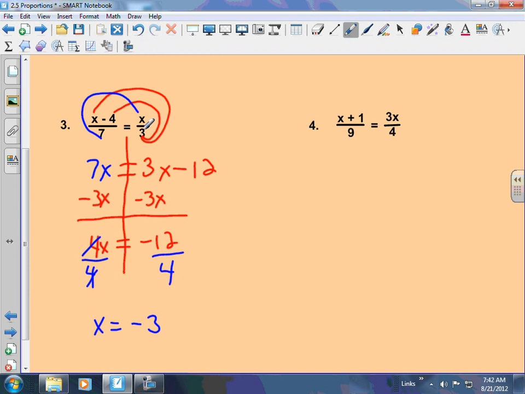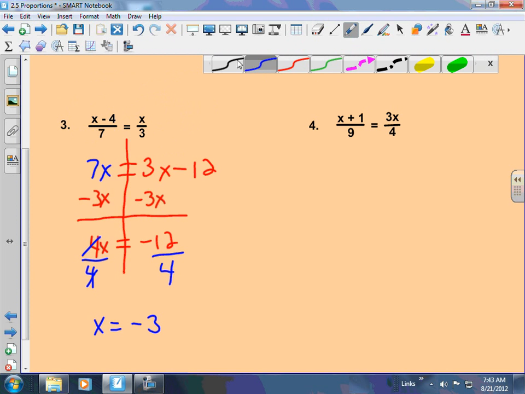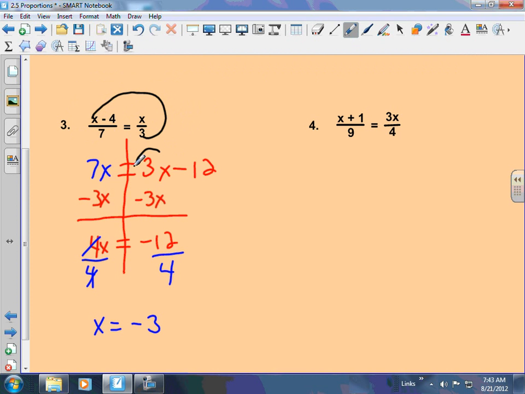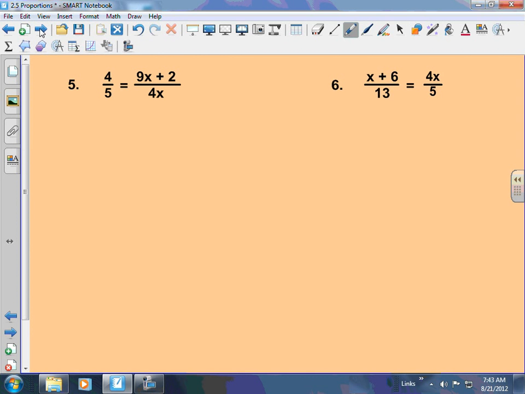That's all we're doing. The biggest thing is you have to remember, when you multiply this bottom to this top, you have to put it on one side of the equal sign. A lot of times people want to keep it as a fraction. It goes away from being a fraction. So 3 times x is 3x. 3 times -4 is -12. Okay? So number 4, you can do on your own.